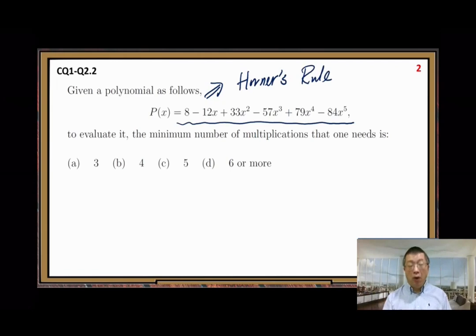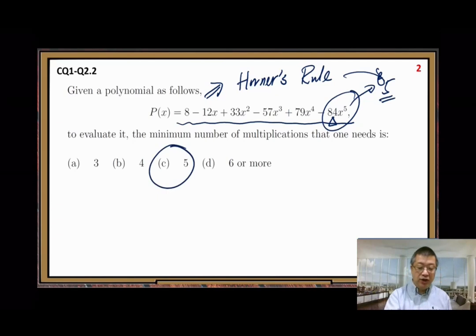By Horner's rule, we know the number of multiplications is determined by the highest degree term, or we call it the leading term. The leading term's coefficient is not 1. If it's 1, we can save one multiplication, right? Here the leading coefficient is not positive 1 or negative 1, other than absolute value 1. In that situation, the number of multiplications equals the degree, 5, by Horner's rule. The answer is 5 multiplications. So the minimum number of multiplications that one needs is option C, 5.